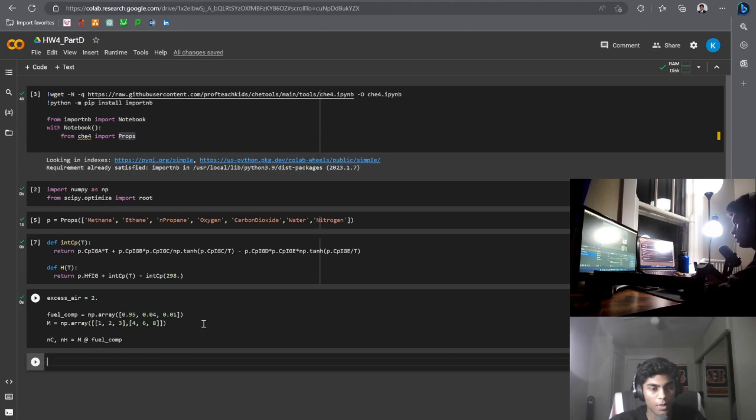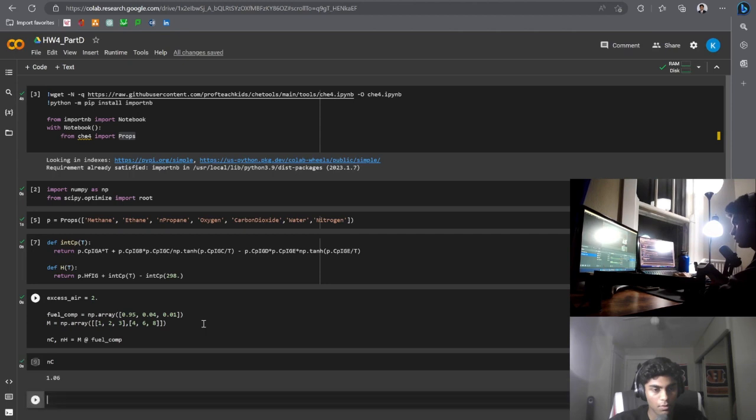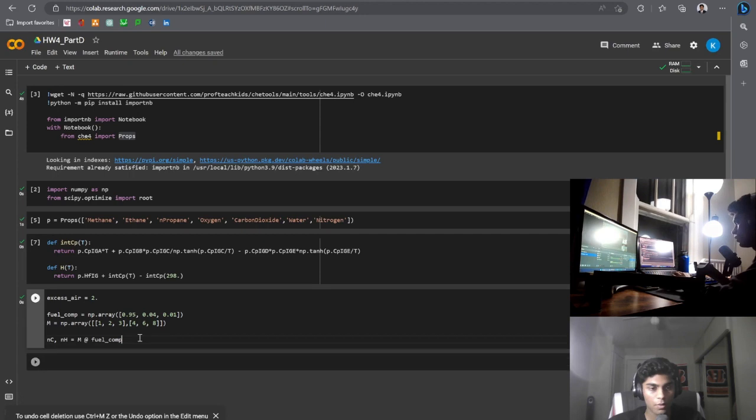Right? And let's just check it out really quick. So NC, it looks like we get about that many moles, and H, we get about that many moles. Okay. Cool.